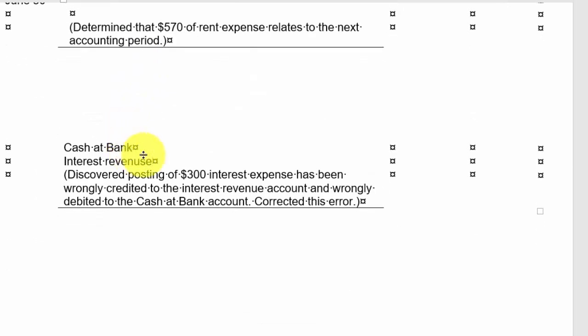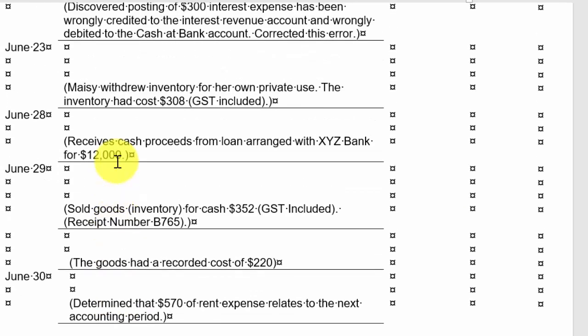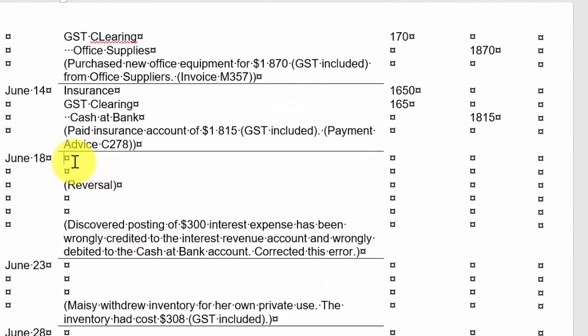So they said that they received, they thought they received some rent or some interest, and it should have actually been an expense, but they recorded it like this. So there, that's what's currently there. So what we have to do, we have to rectify that mistake. Firstly, by reversing this one, so interest revenue should be debited to get rid of it, because it shouldn't be there.